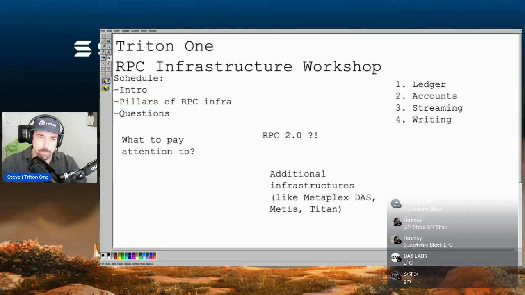So let's talk about RPC infrastructure. I was gonna do a quick intro, then cover what the pillars of RPC infrastructure are, as I like to explain them, and then take the time to take your questions, which among others might be these. So what is RPC infrastructure? RPC stands for Remote Procedure Call.